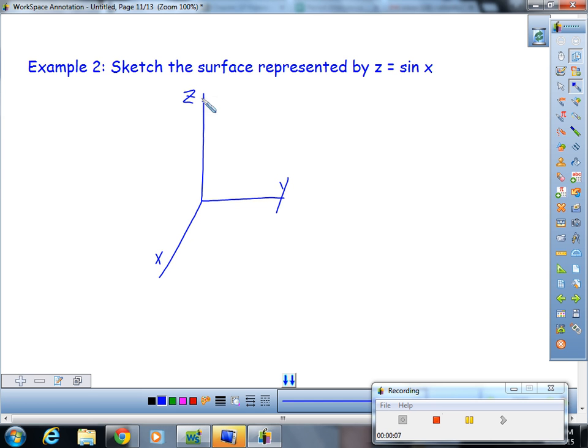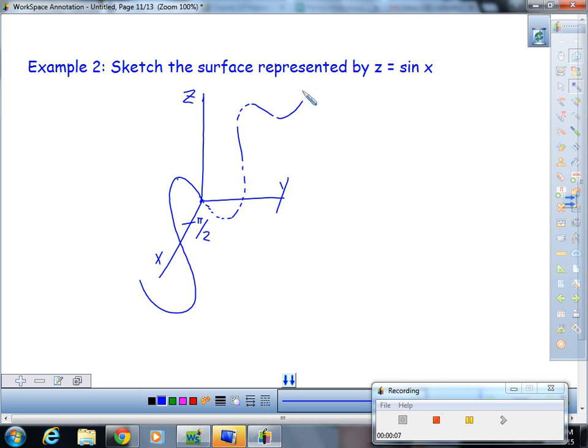Z equals the sine of x. Well, sine of 0 is 0. We're coming positive. So the sine of pi over 2 is 1. It's going to be somewhere up here, and we got something like that. Okay? Now, y has no restrictions. So notice y is not involved with this equation, which means anything could be y.